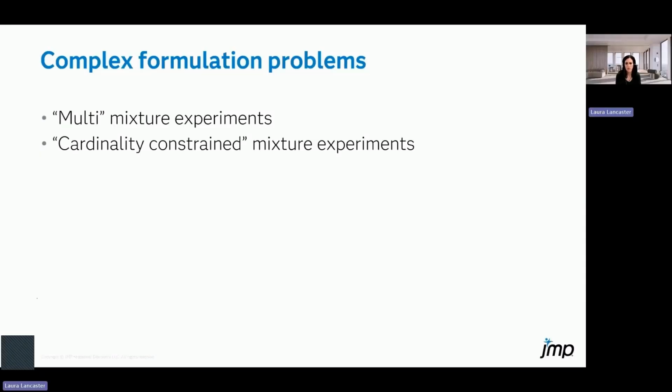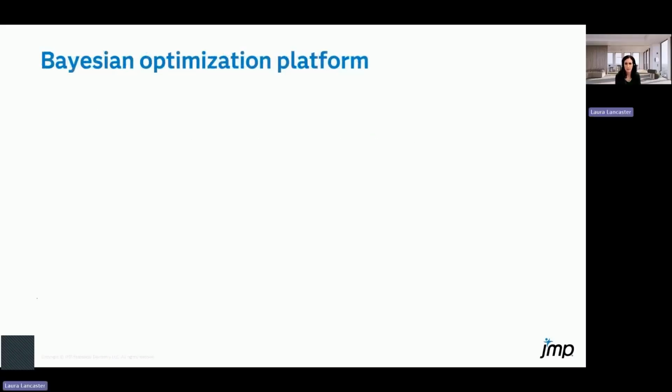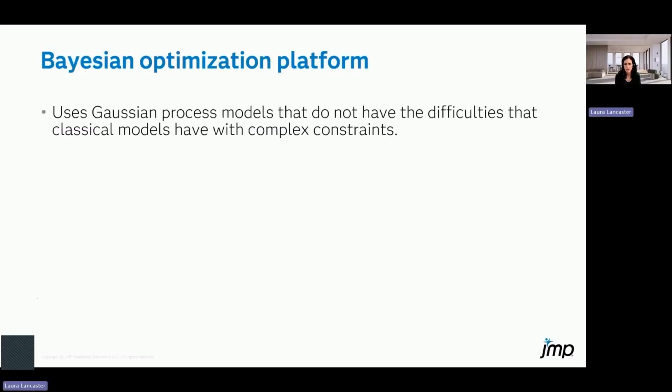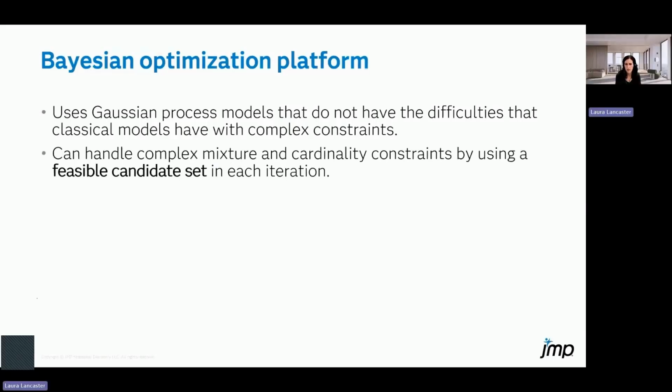So now I want to talk about the tools in JMP Pro 19 that make these complex formulation problems very, very easy. So the first tool is, of course, the Bayesian optimization platform. The first way it helps us is by using Gaussian process models, which sidestep the singularity issues present when using classical models. The second way it helps is by allowing the user to supply a candidate set during the optimization iteration. If we can supply a feasible candidate set that obeys all the mixture and cardinality constraints, then we can quickly find a feasible optimal solution.